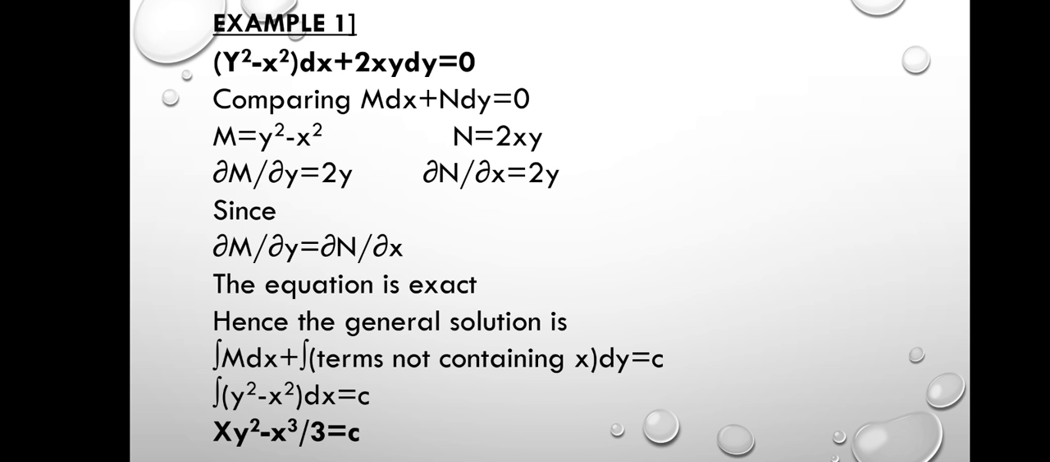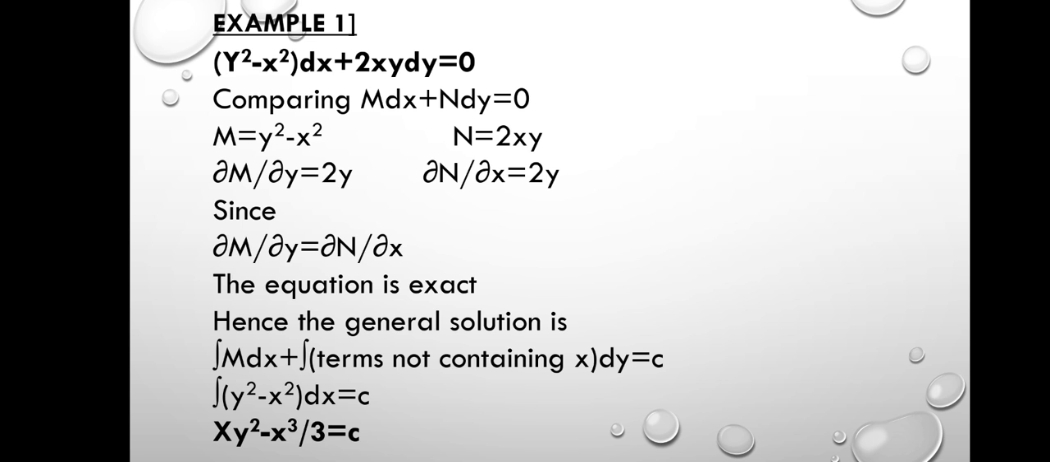So the partial derivative of M with respect to y is ∂M/∂y. Here the derivative of y² is 2y, and the partial derivative of x² is 0 with respect to y because x is constant with respect to y. So we say N = 2xy, so the partial derivative of N with respect to x is ∂N/∂x. Here 2y is constant with respect to x, and the derivative of x is 1. Therefore ∂N/∂x = 2y.